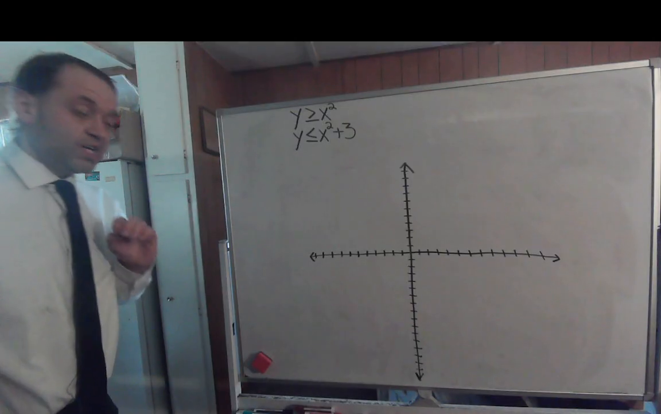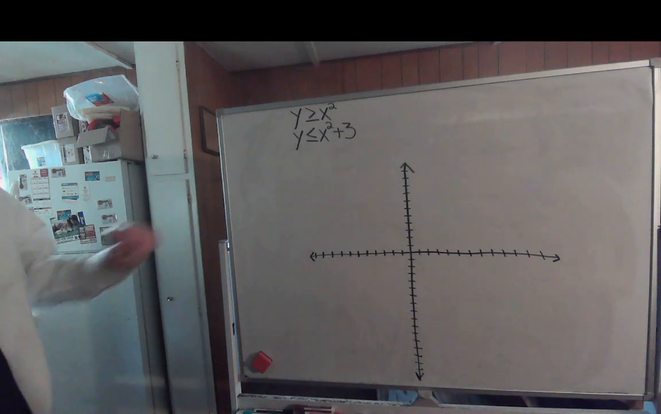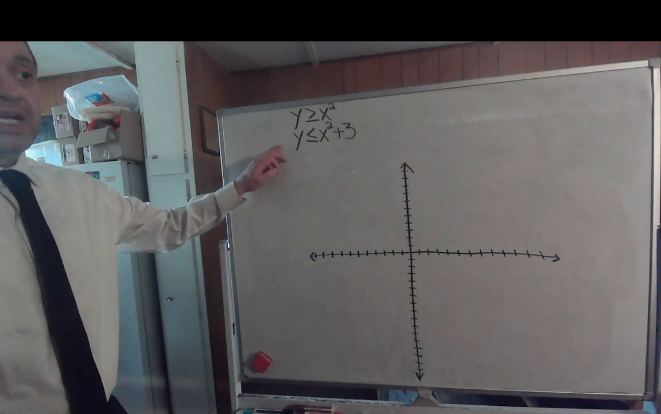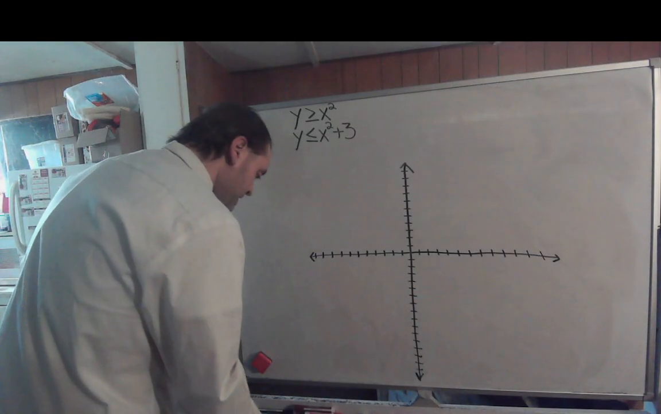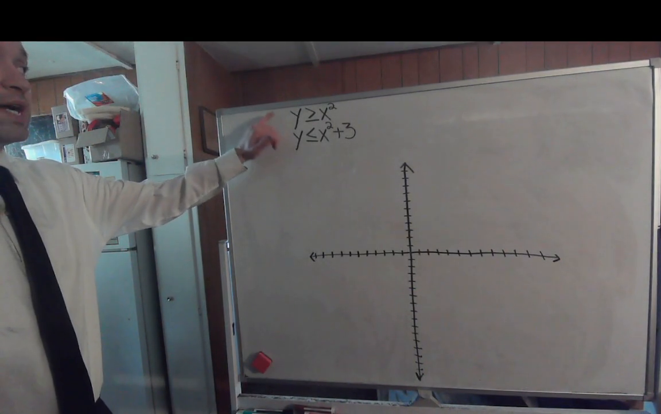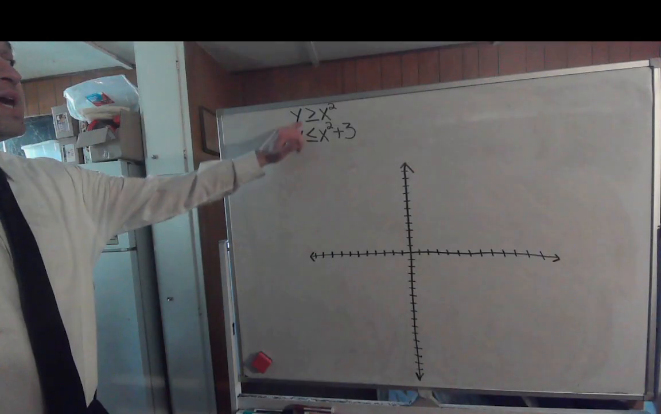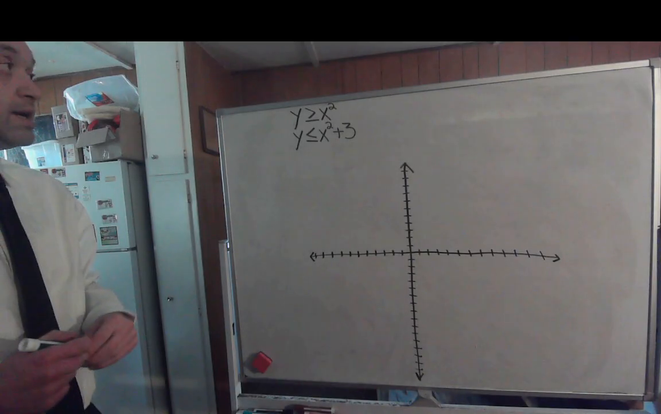When you're approaching a system, you want to graph each of these individually. So let's say, for example, let's start with y is greater than or equal to x squared. Well, it has the equal to component, so it's going to be a solid parabola, right?